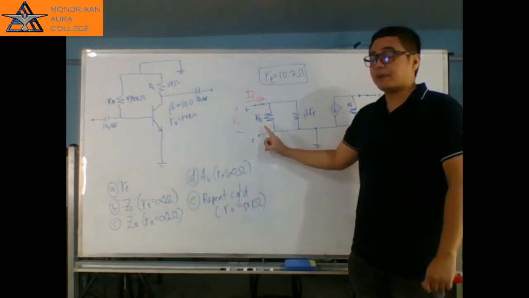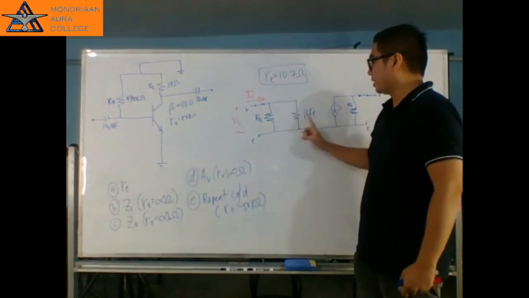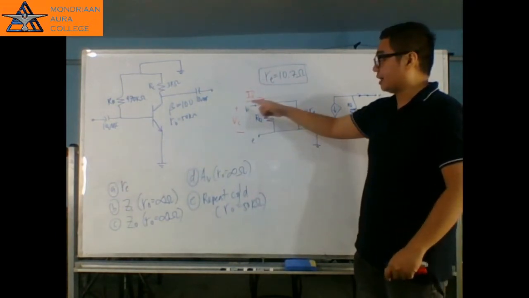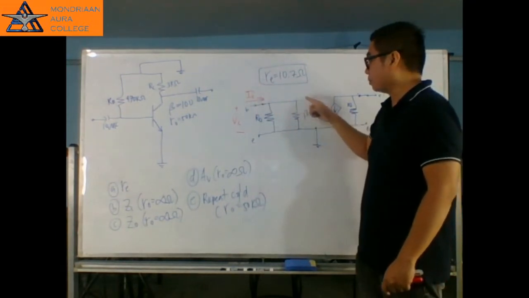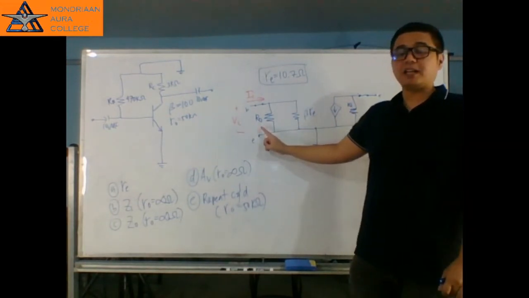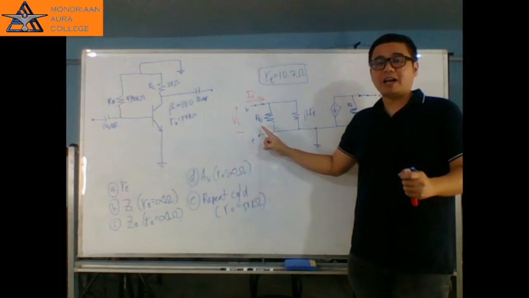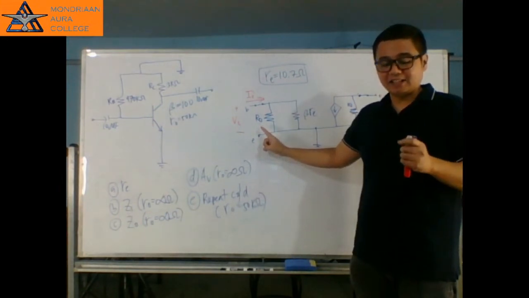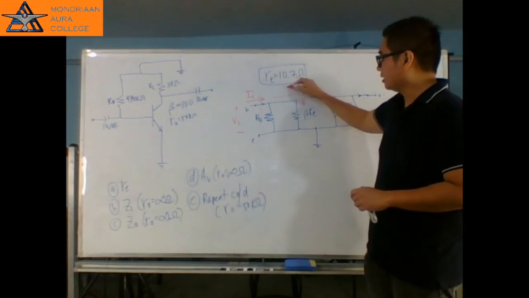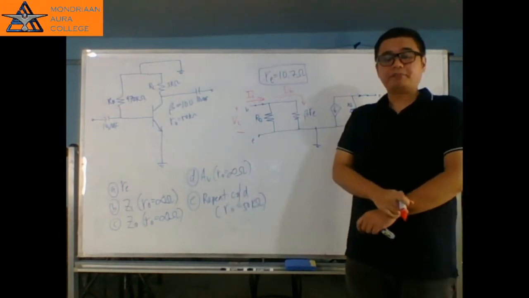Mas malaki ang value ng R sub B compared sa beta RE natin. That's why we can approximate na yung ating I sub I ay mapupunta kay beta RE since mataas ang value ng R sub B natin. Diba current takes the path of least resistance. That's why I sub I can be approximated to be I sub B.